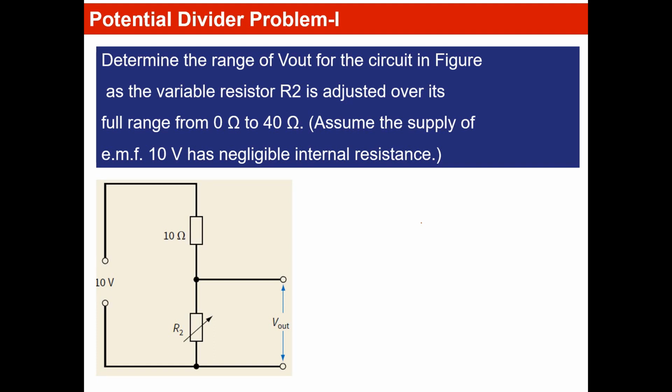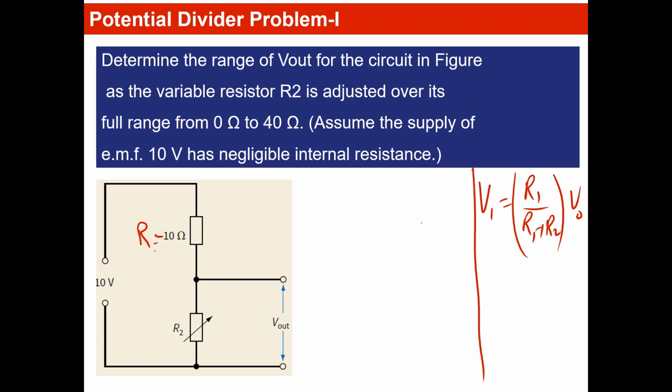In the previous video, we covered the basics of the potential divider. First of all, let me write down the general formula. Let's say we have resistor 1 with resistance R1, and we need to find the voltage across that resistor. We divide that resistance by the total resistance and multiply by the voltage of the power supply. In this case, we have two resistors. This is R1, and this one I will call R2.